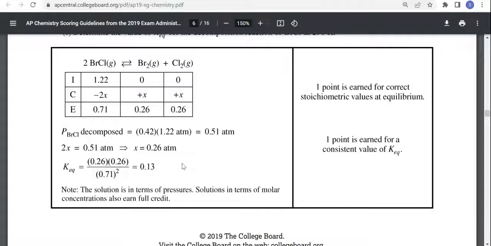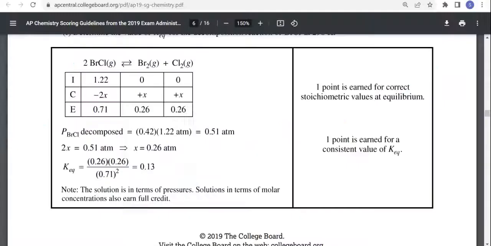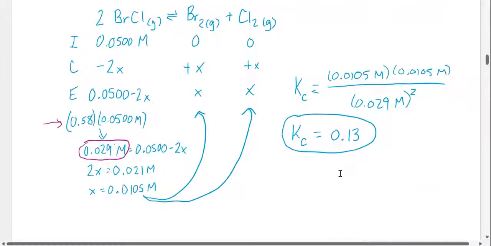So now they did it in terms of atmospheres here, as you can see, which is perfectly fine. So that's why the numbers they have in the ICE table are different than mine. But note that they did obtain the same value for K as I did, which won't actually always be true.